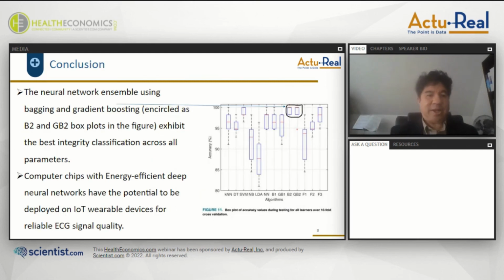Okay, so in conclusion, the neural network ensemble using bagging and gradient boosting exhibits the best integrity classification across all parameters, and computer chips with these energy efficient deep neural networks have the potential to be deployed on wearable devices for reliable ECG signal quality.